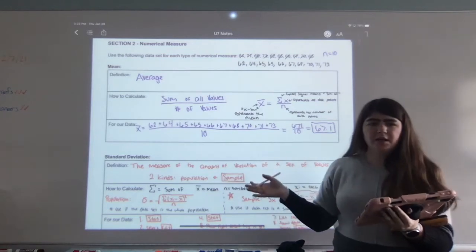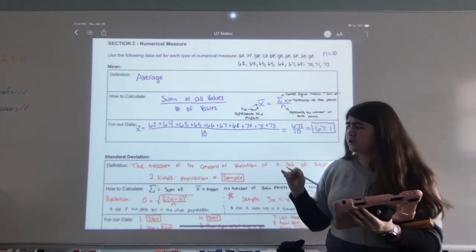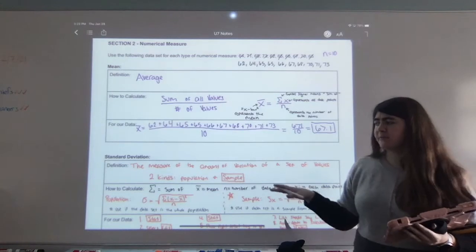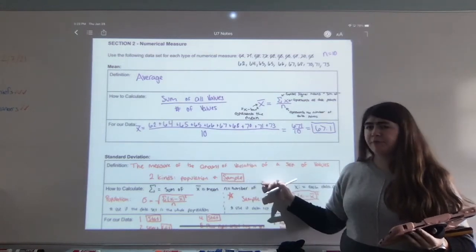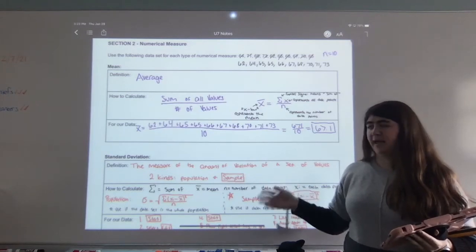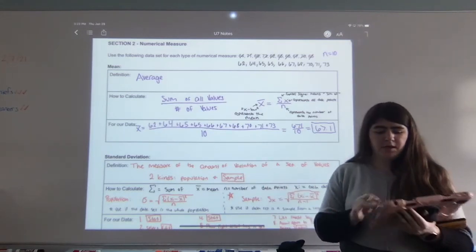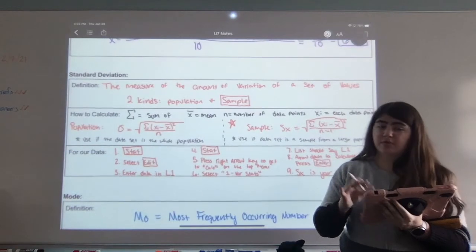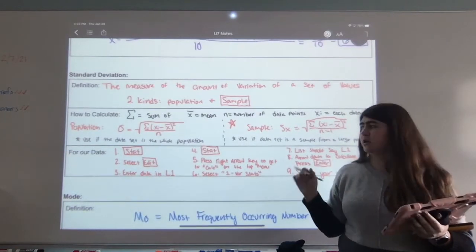All right, so I think we've calculated the mean before. Now we're going to talk about standard deviation, and I know some of us have calculated standard deviation before. In Algebra 1 at WAMA, you calculate standard deviation by hand. We're going to change it up a little bit. You still can calculate by hand, but we're going to calculate using the calculator.